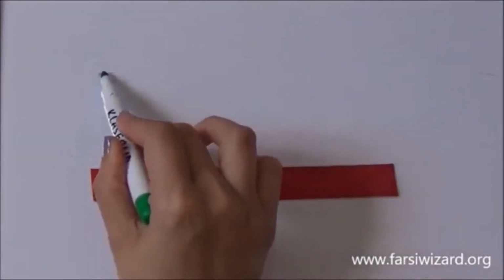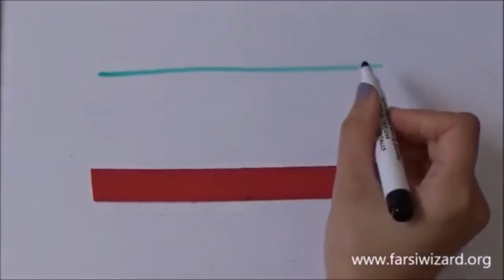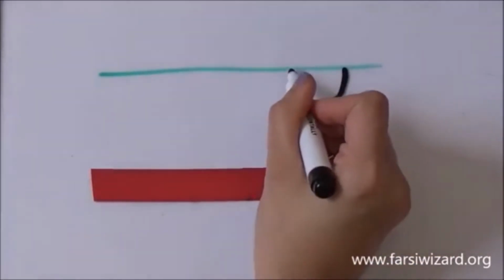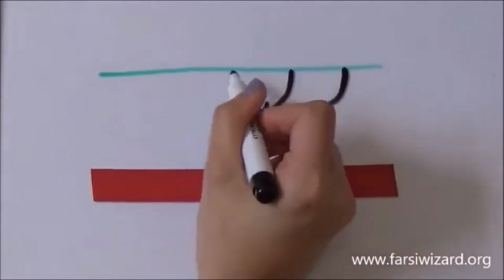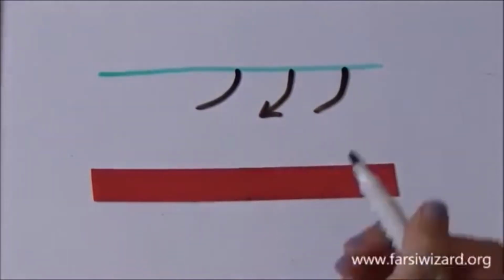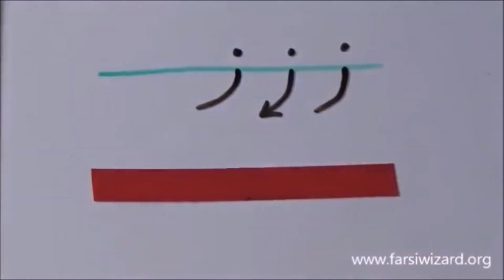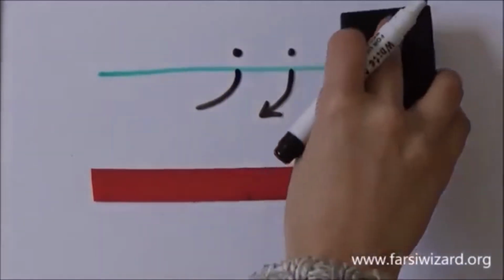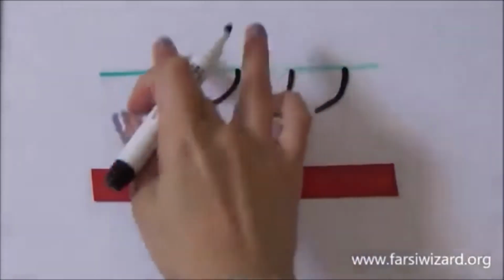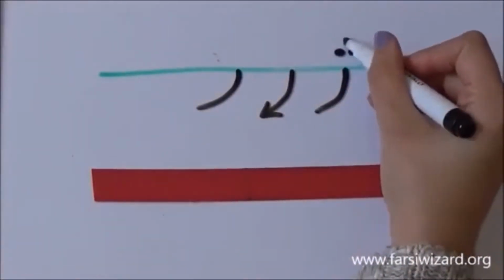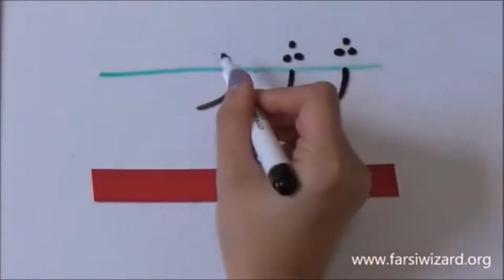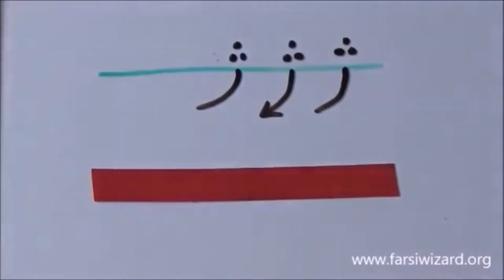Alright, next one. This one will be the letter re, the equivalent of R in English. It looks like half a curve under the line. Very easy. If you put one dot on top of it, however, you will get ze, another equivalent of Z in English. Now, if you put three dots, you will get je. Doesn't have any equivalent in English, but we use it in Farsi. Je.